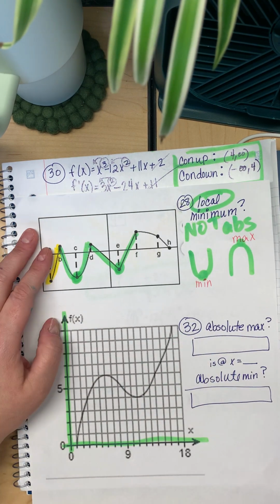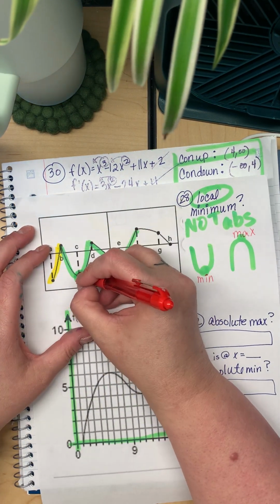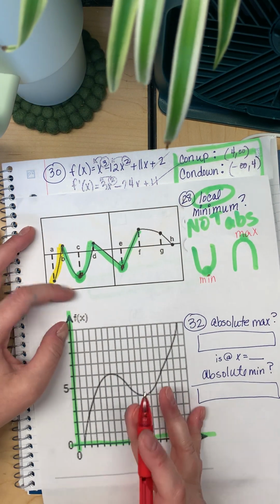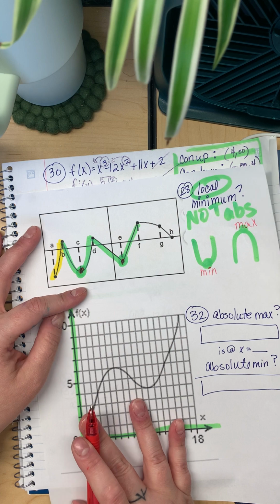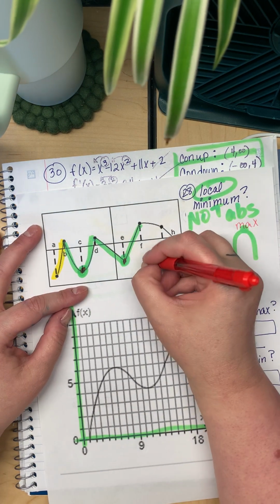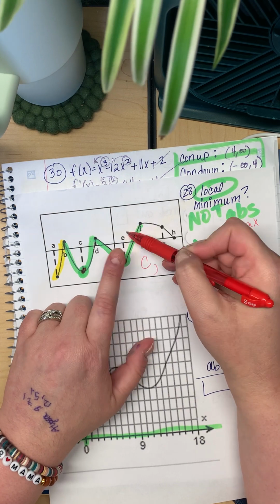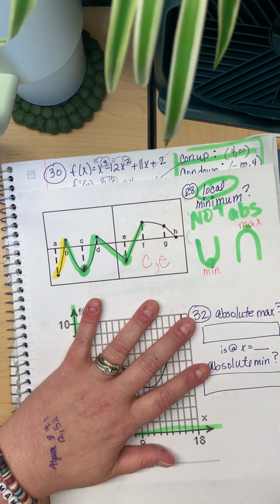Okay, so our minimum is going to be this point at the very bottom. And this problem just wants you to write down the X value. So C, comma, and then this other bottom of the hump is E. Hey, done with that problem.